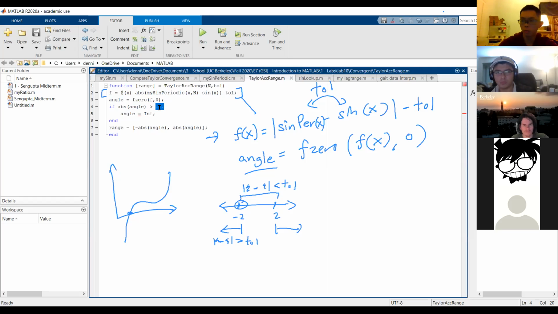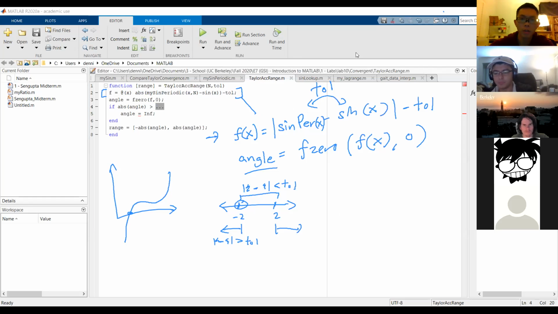Okay, here's my question to you. What do we want this value to be? The absolute value of this angle. Remember how, here's my hint, remember how we're defining our periodic sine, right? So under what condition, what angle does this need to be for our sine periodic to always work? Remember our realm of operation.